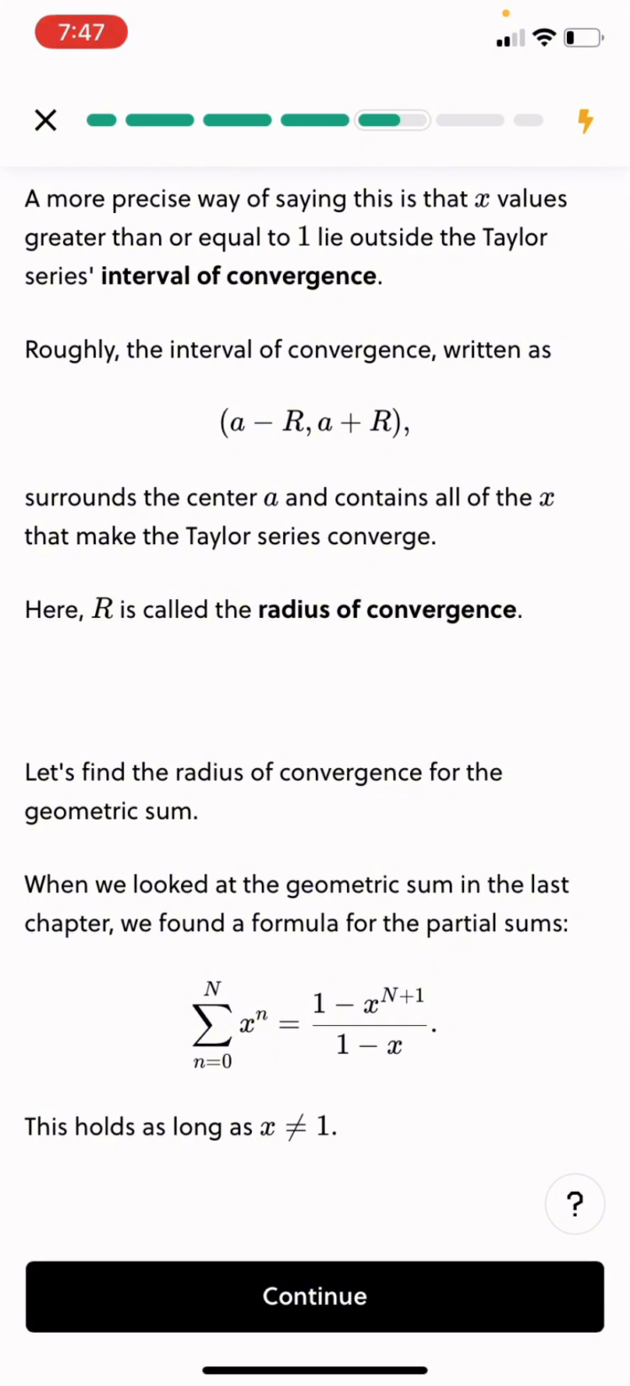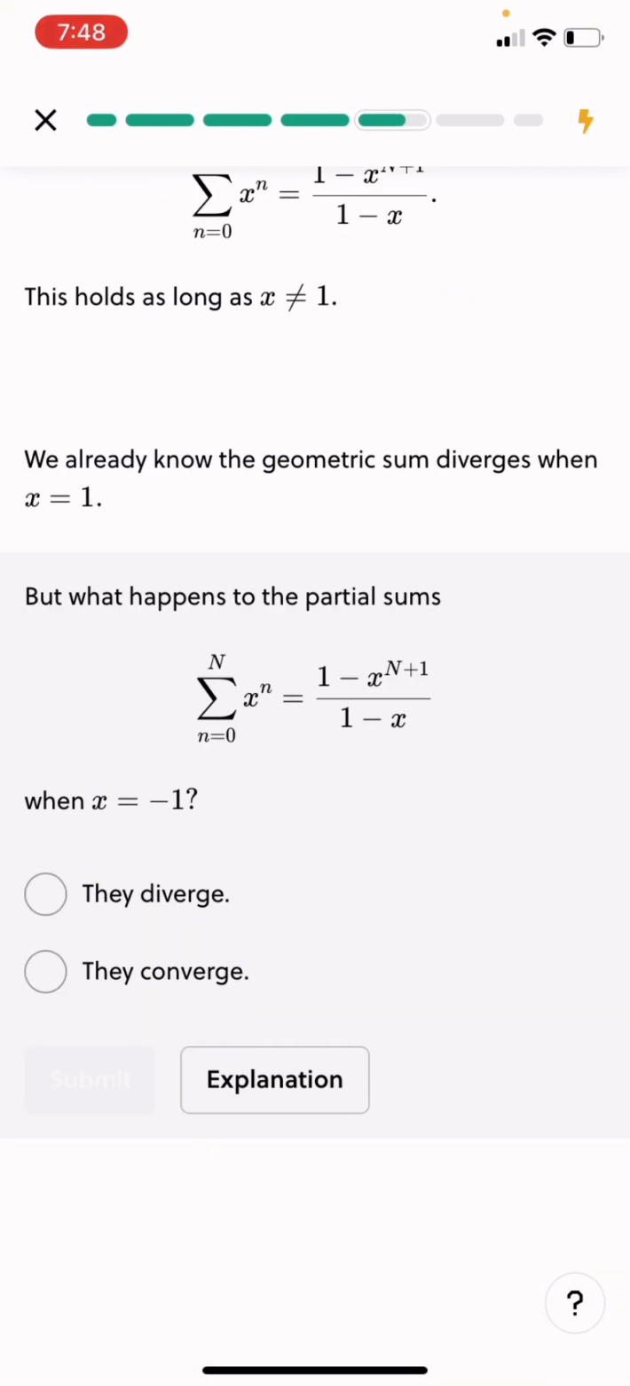When we looked at the geometric sum in the last chapter, we found a formula for the partial sums: the sum from n = 0 of x^n equals (1 - x^(n+1))/(1 - x). This holds as long as x is not equal to 1. We already know the geometric sum diverges when x equals 1, but what happens to the partial sums when x equals negative 1?